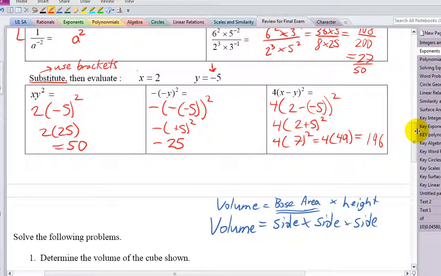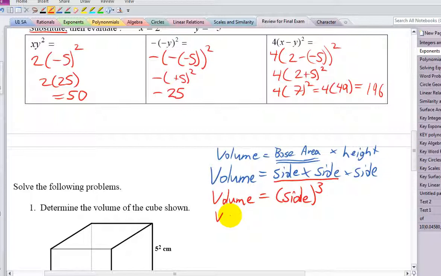Okay. So volume is the area of the base, or base area, times the height of an object. And for a cube, the base is a square. So for a cube, the area is side times side, and then volume will be side times side times side. So your volume equals side length cubed, and most of the time we just use s cubed, although s's look like 5s and that's why I write side. Okay.